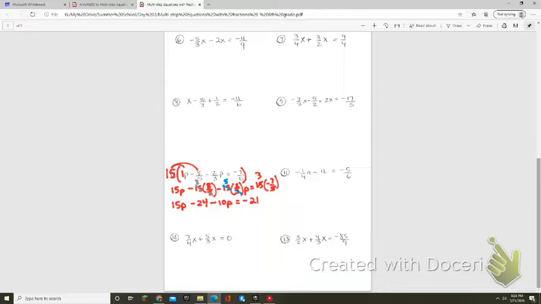So when you look at this problem, you have two terms that are called like terms with a p in them on the left side. So we're going to combine those. 15p minus 10p is 5p. Minus 24 equals negative 21. So then we can solve for p, so we're going to add 24 to both sides. And we get 5p equals 3. And we divide both sides by 5, so p equals 3 over 5.